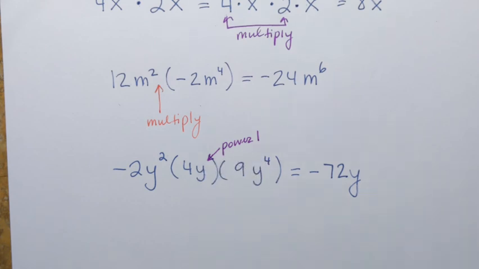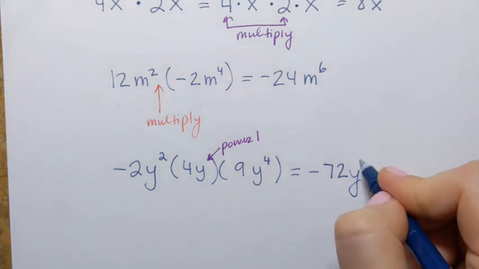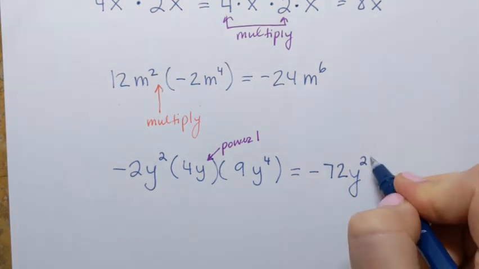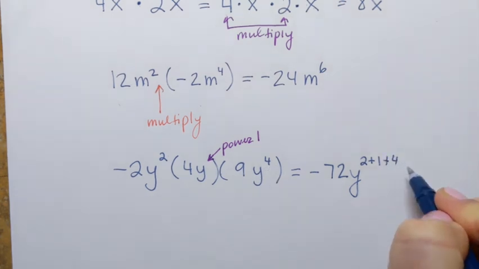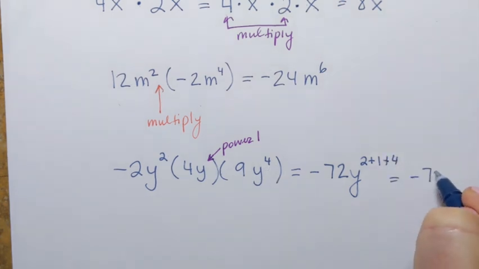So when I say I will be adding powers, I will be adding 2 from the first monomial, plus 1 from the second, and then plus 4 from the third one. So the answer will be negative 72 y to the power 7. So that's how you multiply monomials.